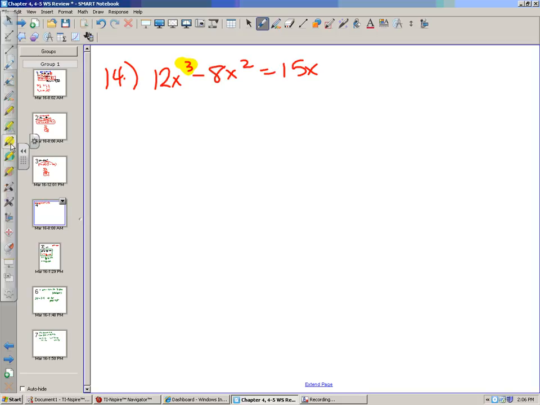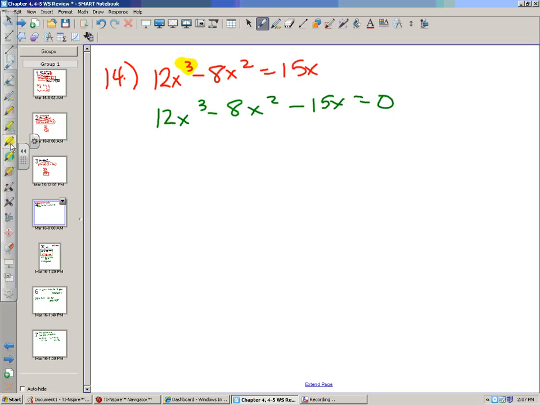On the front, we just factored, didn't we? On the back, we're looking for physical answers. And how many of those physical answers are we looking for? 3. And how can we go about finding those answers? We have to factor, right? So before we can factor, what do I have to do? I have to bring that 15x over to the other side. Step 1, set it equal to 0.